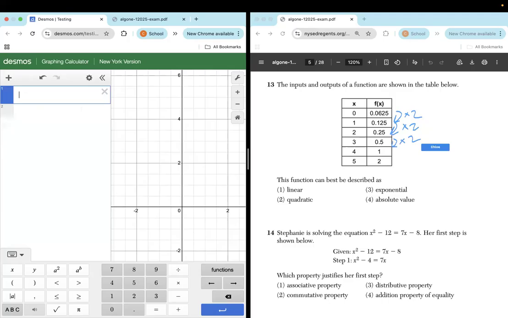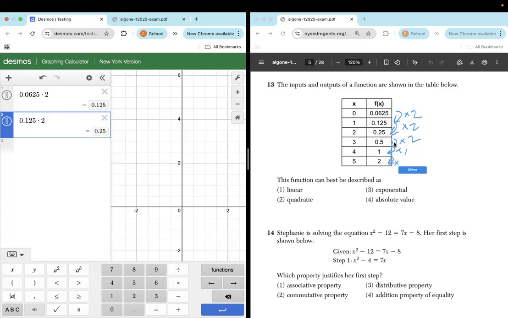Okay, 0.0625 times 2 does give me 0.125. I made a typo here. Either way, I get the next number. If I multiply that by 2, I get 0.25. So it seems to be working. 0.25 times 2, I get 0.5. 0.5 times 2, I get 1. And 1 times 2, I get 2. So basically the multiplier is 2. So it's an exponential function.